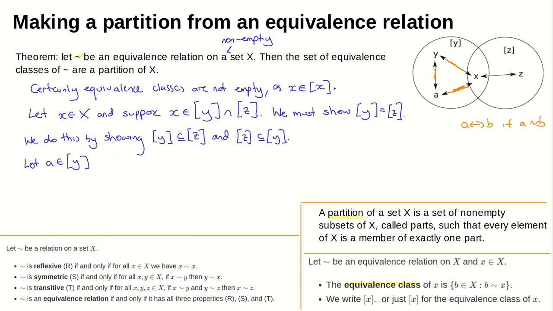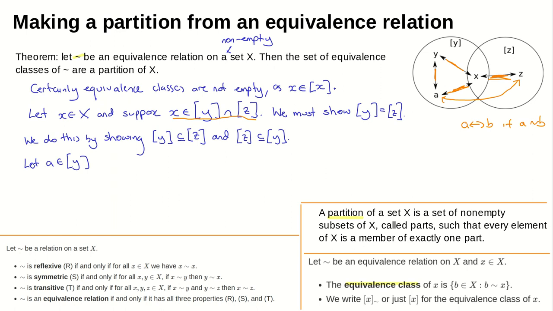But I also know that X is in the equivalence class of Z, right? That was one of our assumptions just here. If X is in the equivalence class of Z, then X is related to Z. So I've got this arrow here in my diagram. And now what have I got? A is related to X, X is related to Z. So again, by transitivity, I can complete the triangle and I get that A is related to Z.